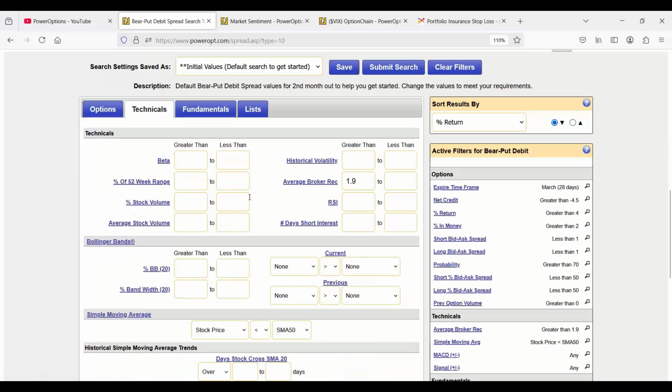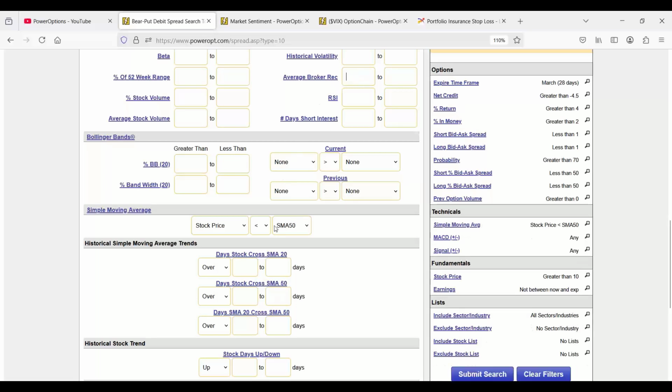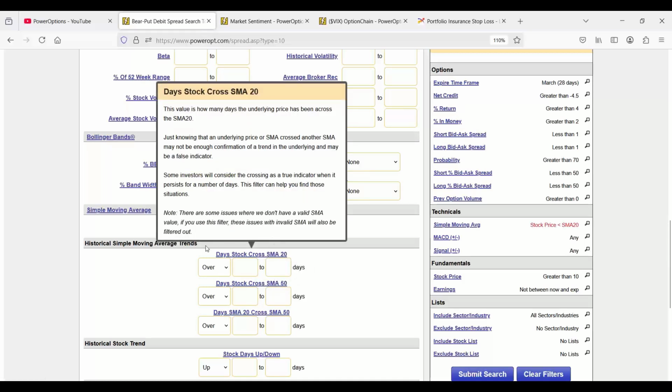So we're looking for at least 2% in the money with a 70% probability of being assigned. In addition to that, we're looking for stocks that are trading below the 50-day moving average. No earnings between now and expiration, because we don't want sudden surprises of a depressed stock having a sudden jump because earnings came out and it was profitable. But what we looked at here is we did take out the average broker recommendation filter. And we changed this to the SMA 20 based on what he was looking for.